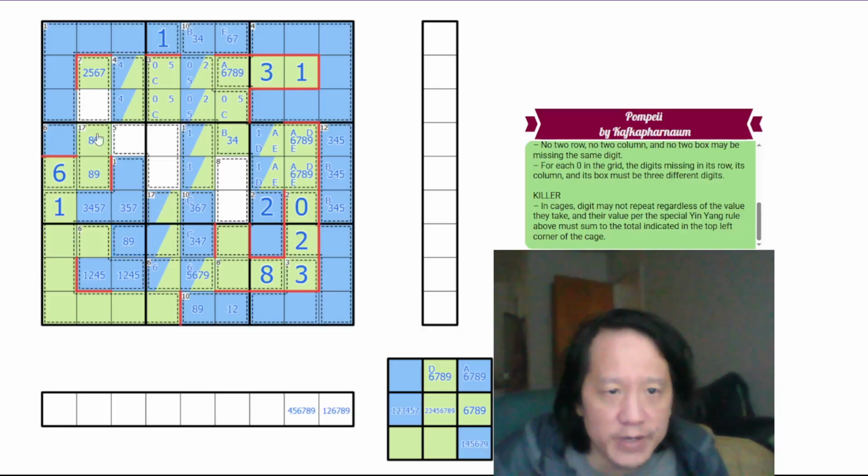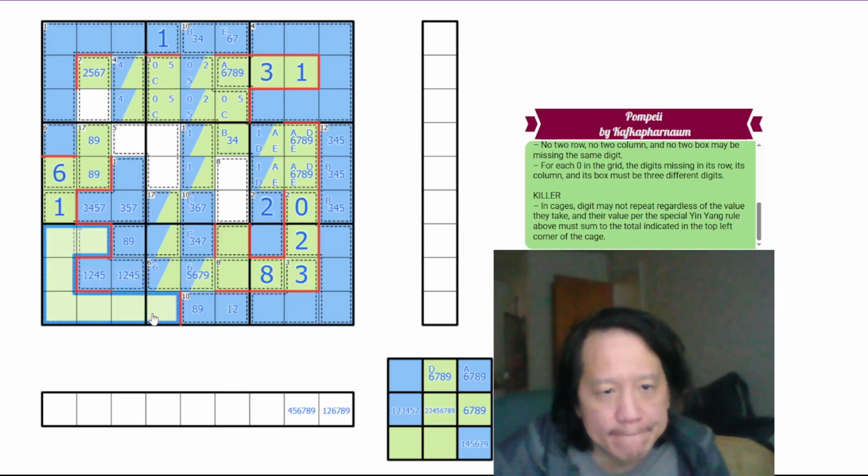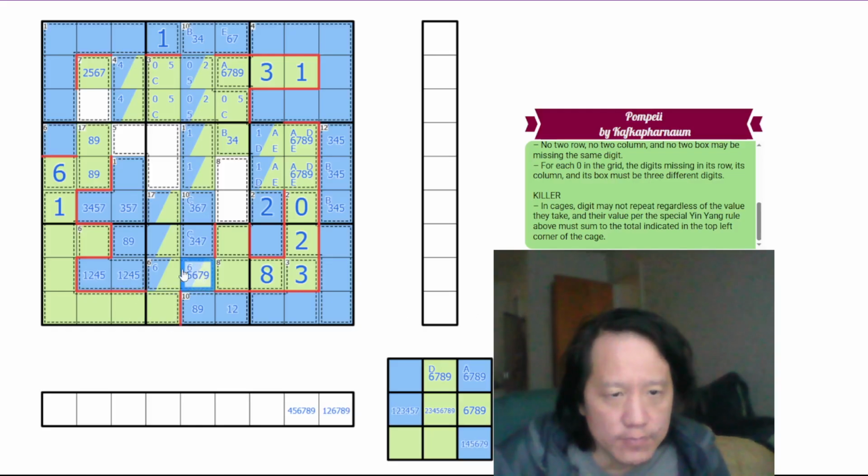Okay, so then we have boundaries here. We have blue, blue. This is boundary. One of these is a 6.